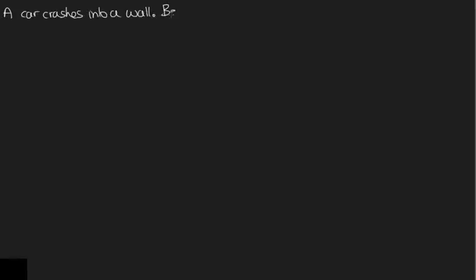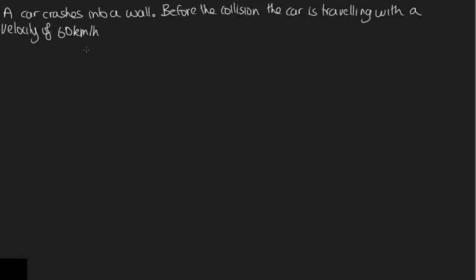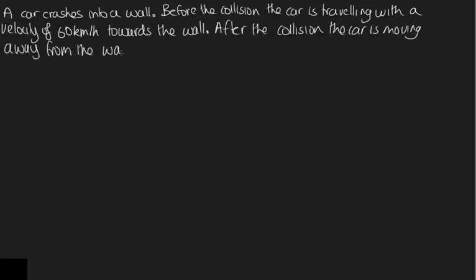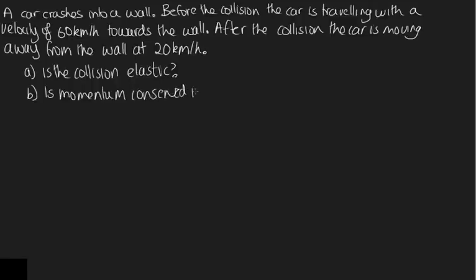So the question is, a car crashes into a wall. Before the collision, the car is travelling with a velocity of 60 km per hour towards the wall. After the collision, the car is moving away from the wall at 20 km per hour. Part A, is the collision elastic? And part B, is momentum conserved in this collision? Explain.